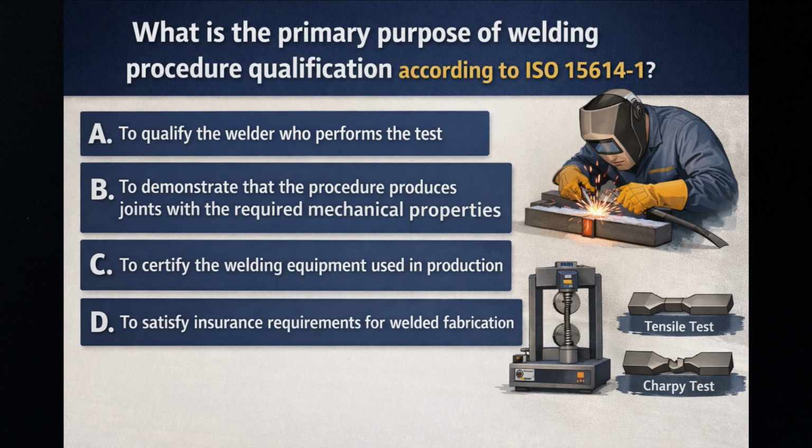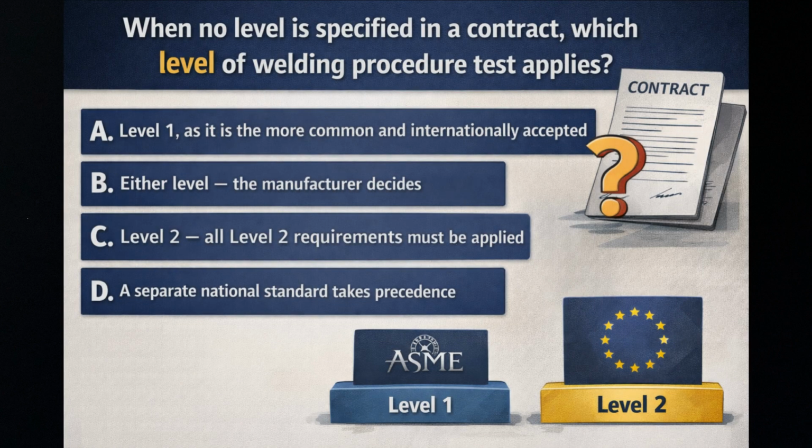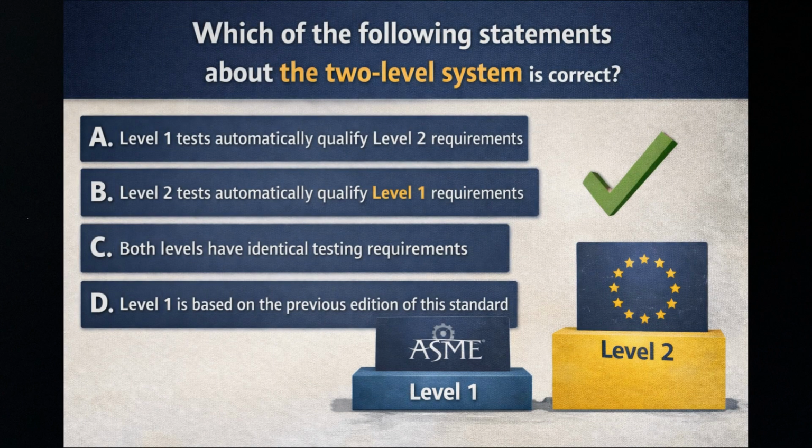Question 1. What is the primary purpose of welding procedure qualification according to ISO 15614-1? Question 2. When no level is specified in a contract, which level of welding procedure test applies? Question 3. Which of the following statements about the two-level system is correct?